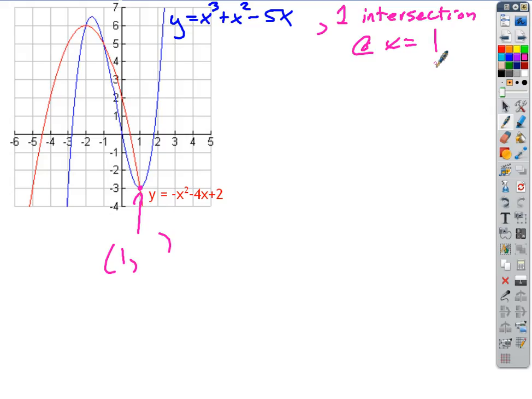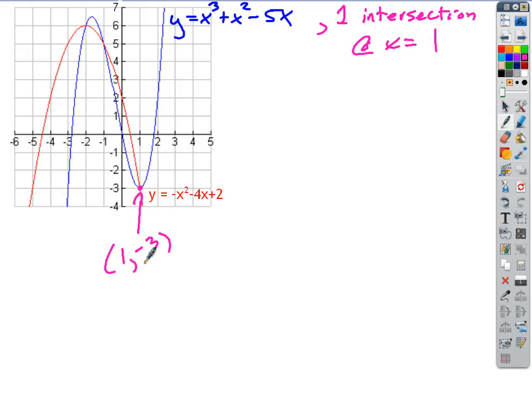So we might as well pick the easiest one. If I put 1 back into the red function, that's pretty easy. Negative 1 squared is just negative 1. Minus 4 is negative 5, plus 2 is negative 3. So we got one of the three. Good. We got to find the others, though.